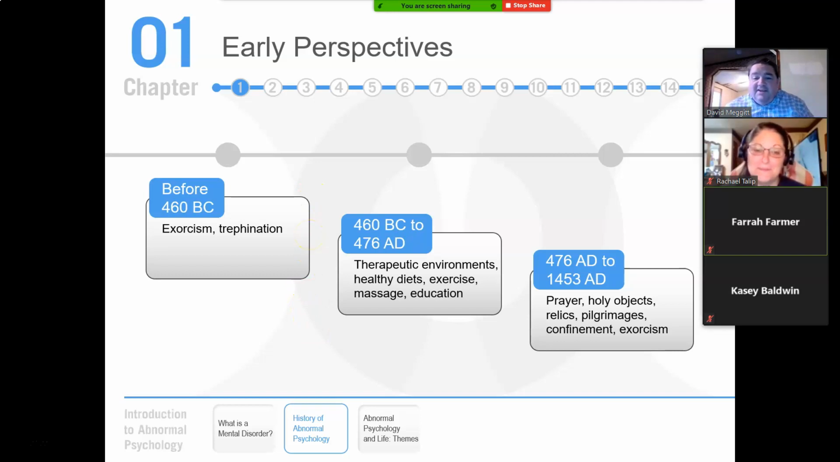For the next almost 1,000 years, therapeutic environments, healthy diets, exercise, massage, education. You know, they used to put people in sanatoriums or sanitariums, right? Places where they thought they might send them to a hot spring because of the healing properties of a hot spring. And if there was a hot spring, I really wouldn't call it mental health, but there would be a whole doctor symposium that would spring up around it, and they would try healing people from that. And then, of course, as we continue on with religions and things like that, prayer, holy objects, relics, pilgrimages, confinement, exorcisms continued.